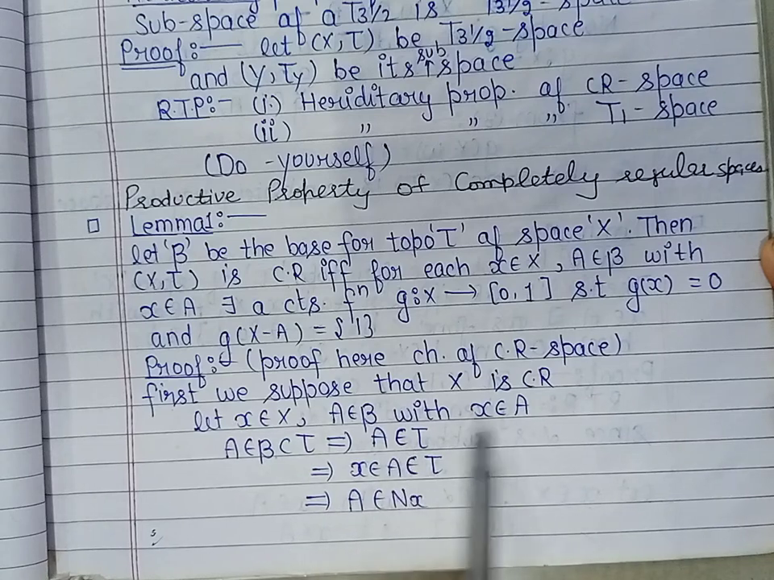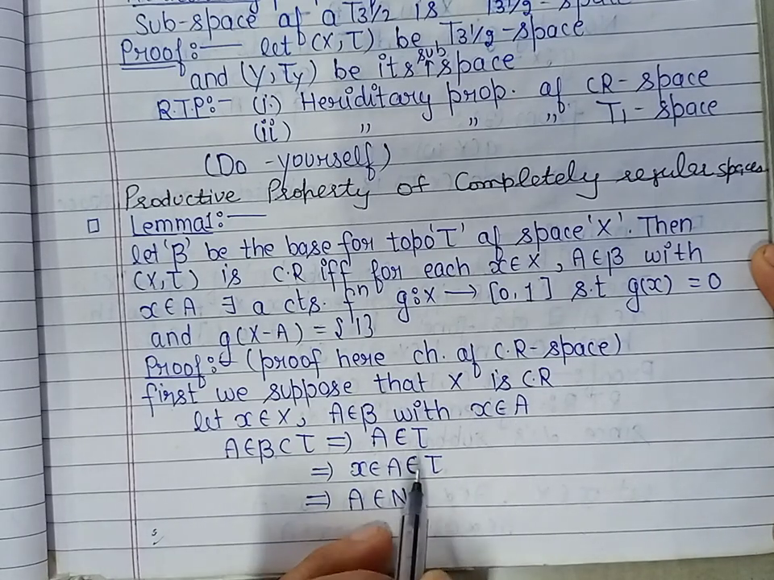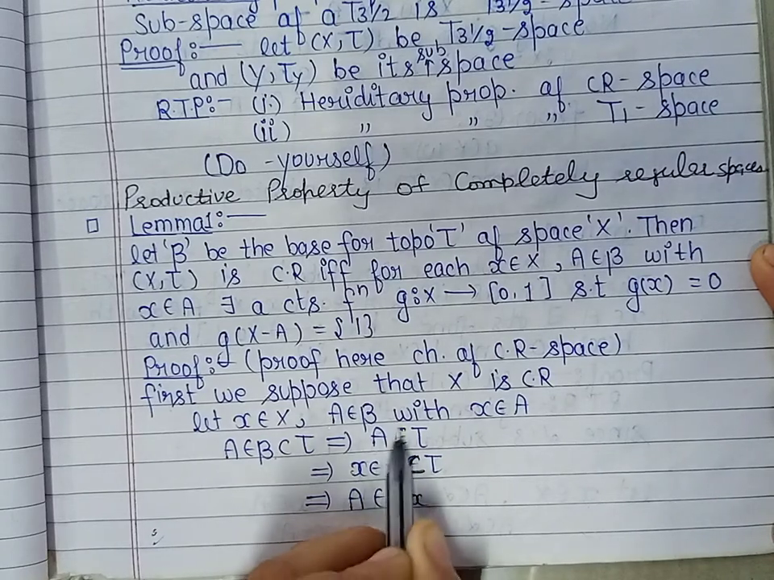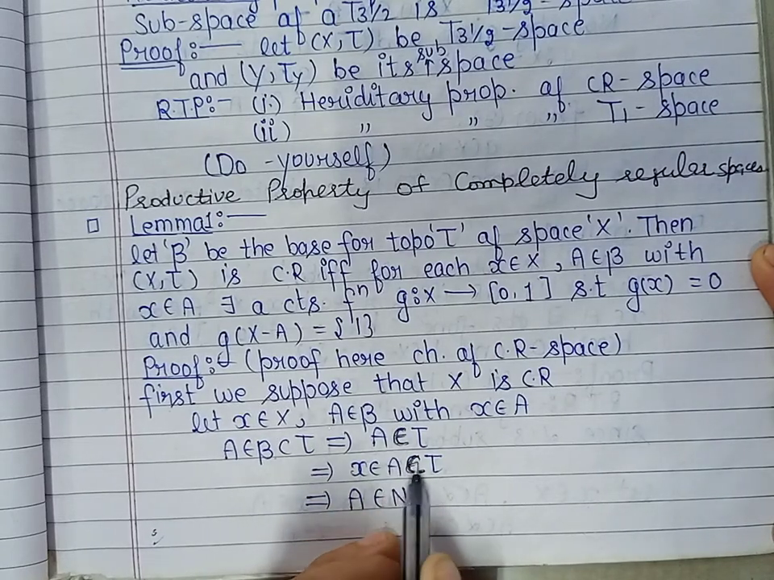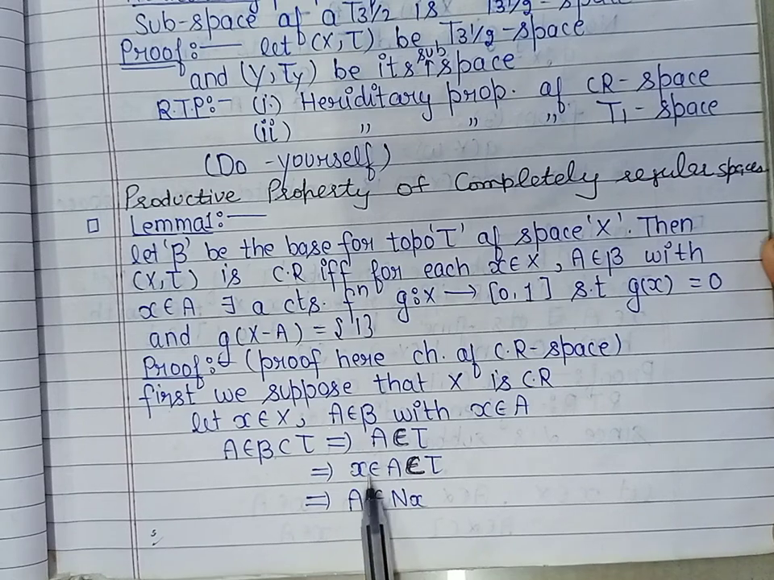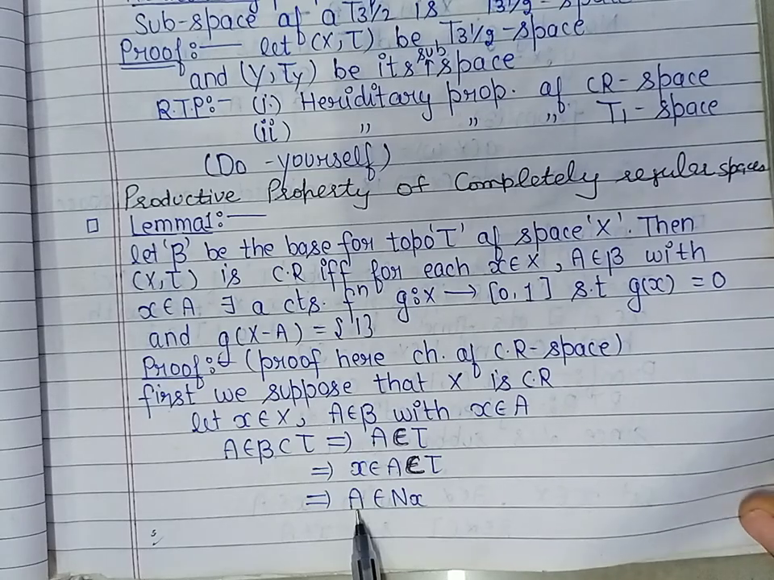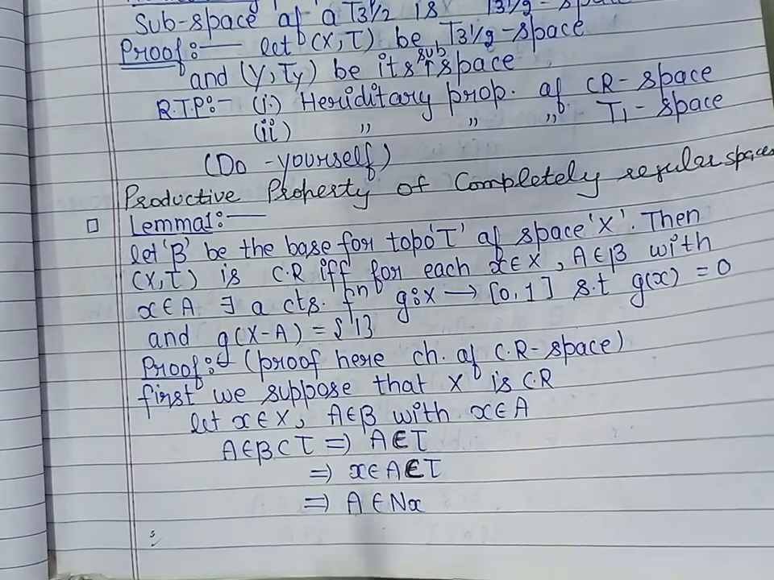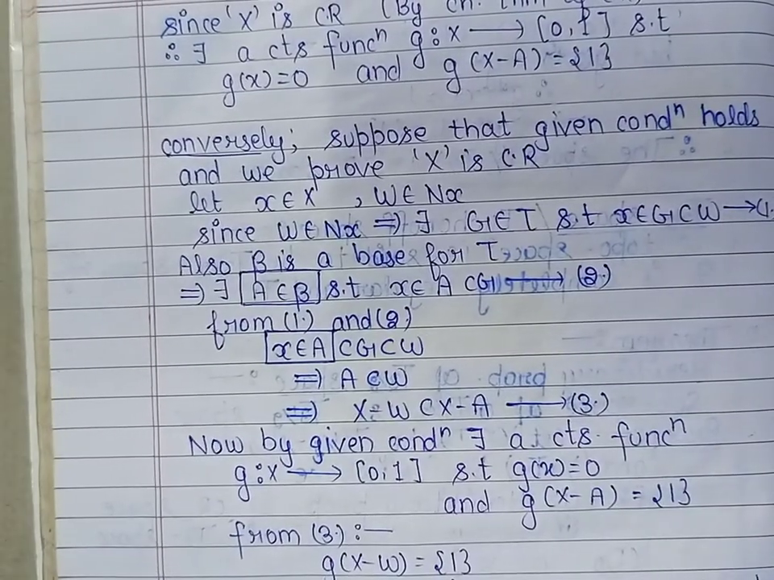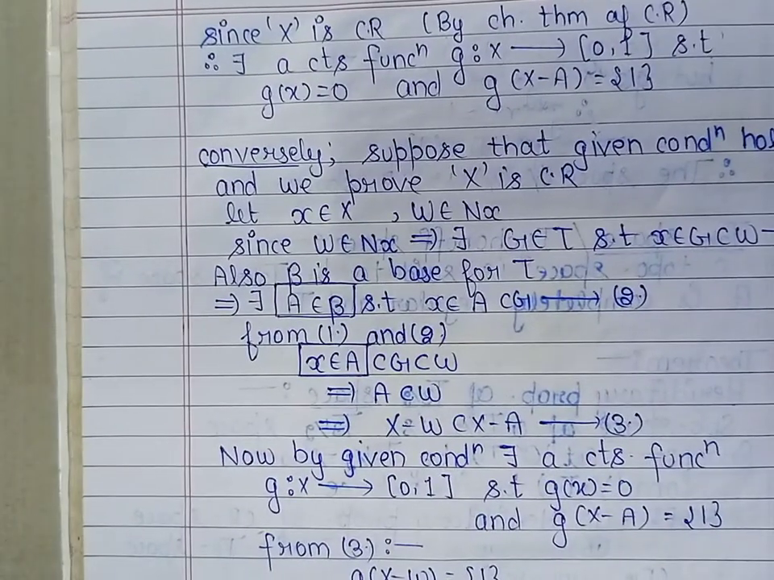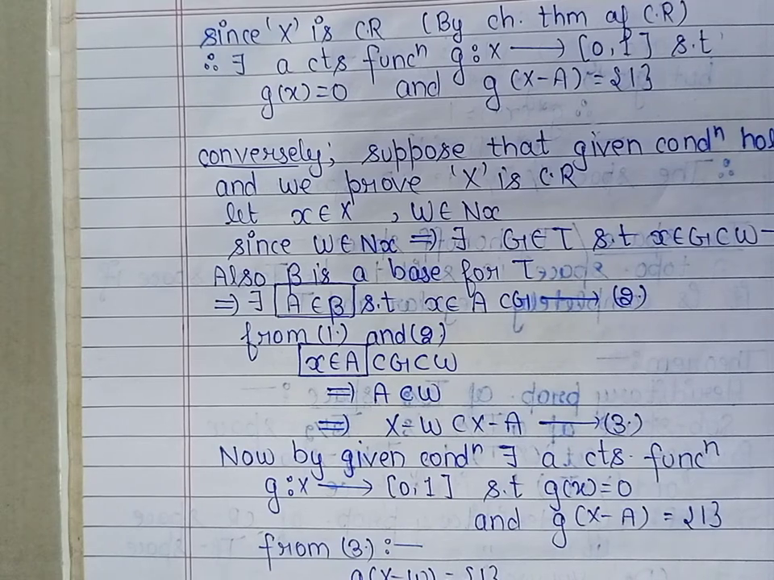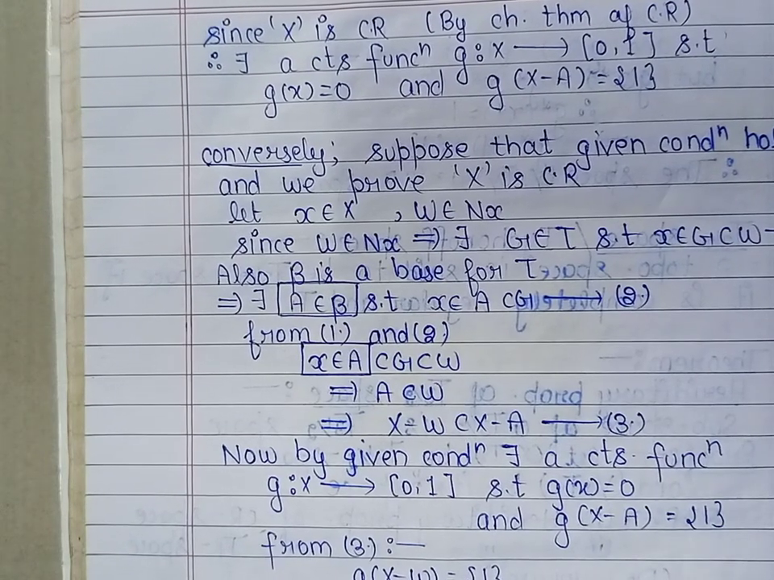Now we can combine these two conditions. We have x belonging to A and A is a member of the topology top. So we can say that A is a neighborhood of the point x. Yesterday we discussed the characterization of completely regular topological spaces in terms of neighborhoods of a point. So we can use that characterization here.